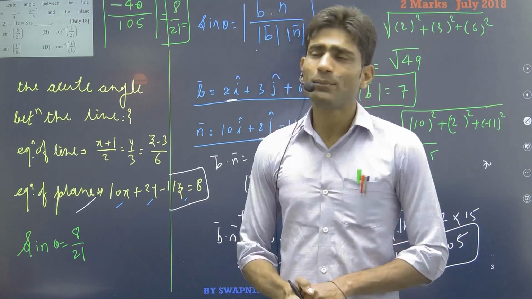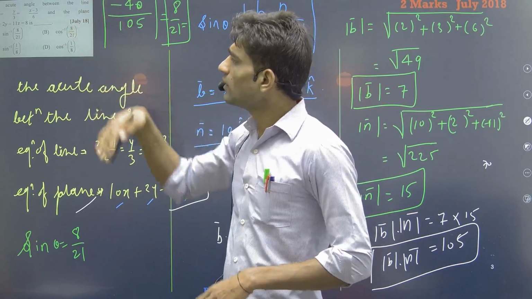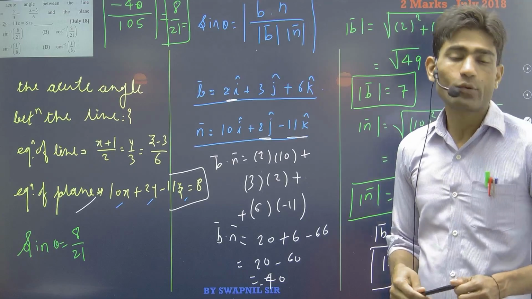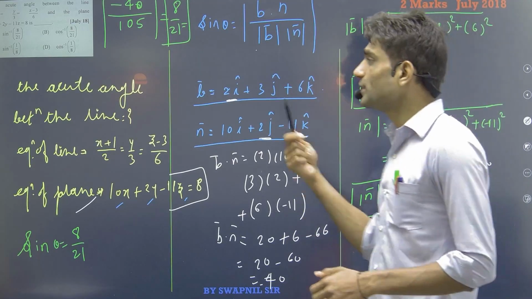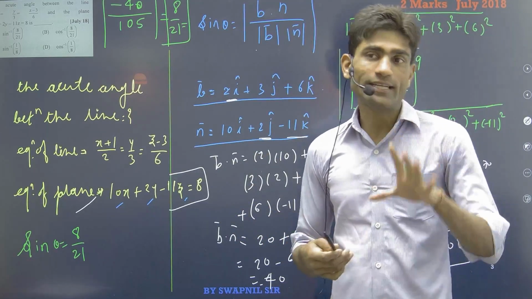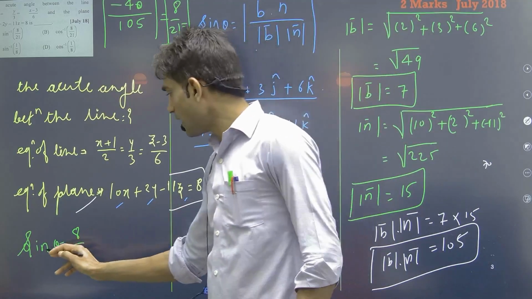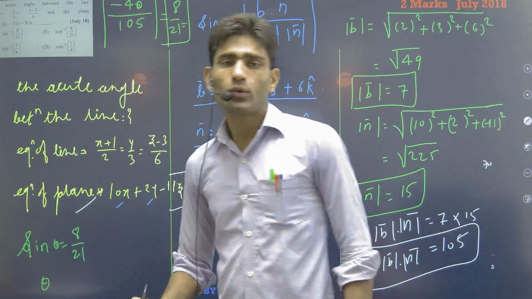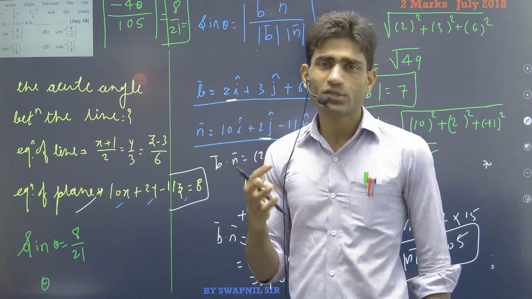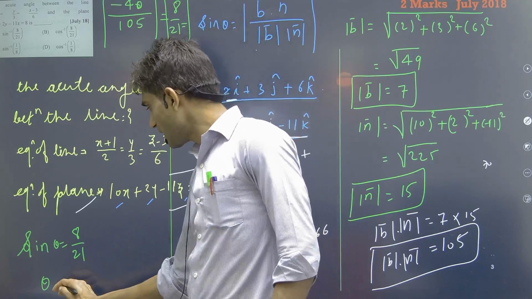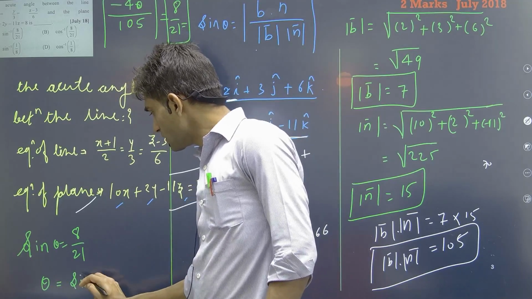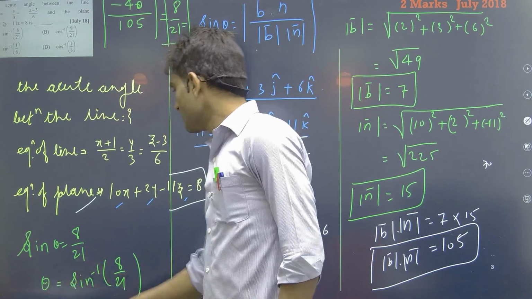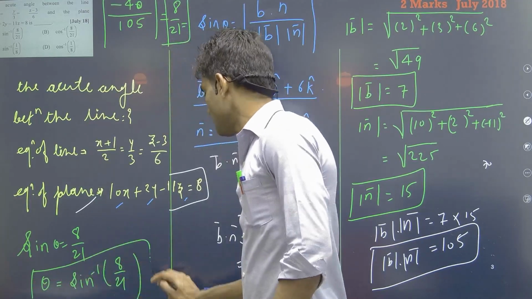But in our example, we want the acute angle between the line and plane. That means we want the value for theta only. So we can take sine to the other side. We know that when sine goes from domain to codomain or codomain to domain, it gives us the inverse function. So theta is sine inverse of 8 divided by 21. This is our required answer from our example.